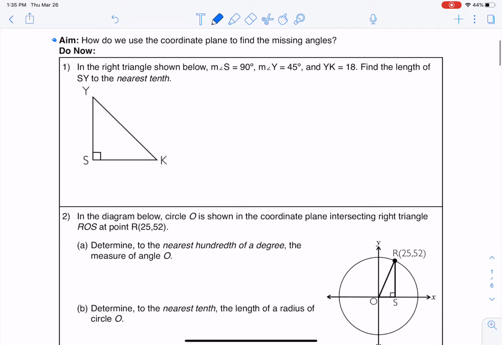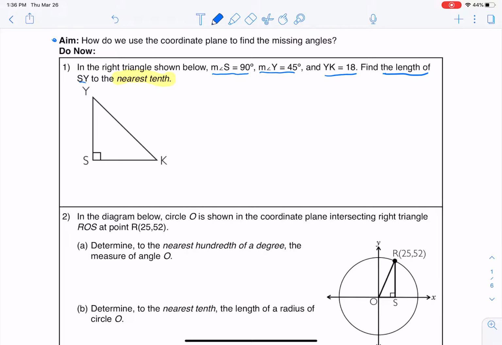So for question 1, in the right triangle shown below, the measure of angle S equals 90. The measure of angle Y equals 45. And YK equals 18. And we need to find the length of SY to the nearest tenth. So the nearest tenth part will come into play at the end, but what we're going to start by doing in this question is labeling what we know.